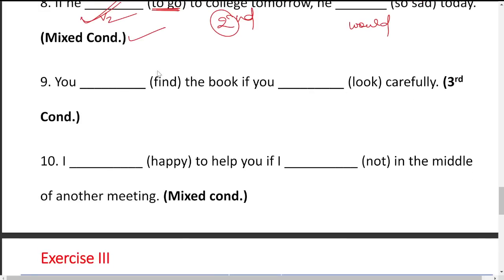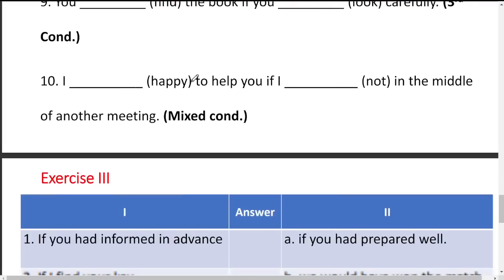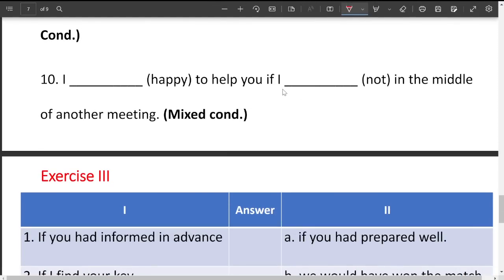Here we need third condition. If you must connect with the had plus V3. That means if we had looked carefully, you would have found the book. So we are using here past perfect on the second side, and continuation comes with the had plus V3, would have plus V3. Next one, 10th one. I dash happy to help if I dash in the middle of other meeting.